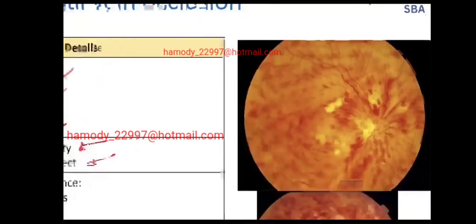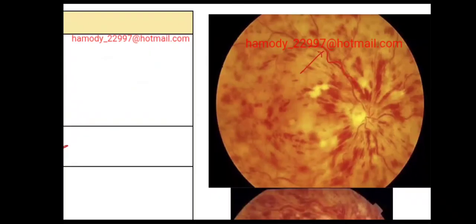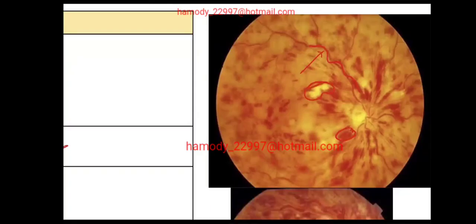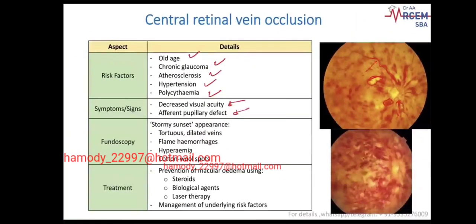Fundoscopy will present classically like this, what you're seeing here. Dilated tortuous veins. So these are the dilated tortuous veins you're seeing. The red color are the retinal hemorrhages. This yellow color you're seeing are cotton wool spots, along with papilledema that can be seen in this patient. These are the typical things you'll be seeing.